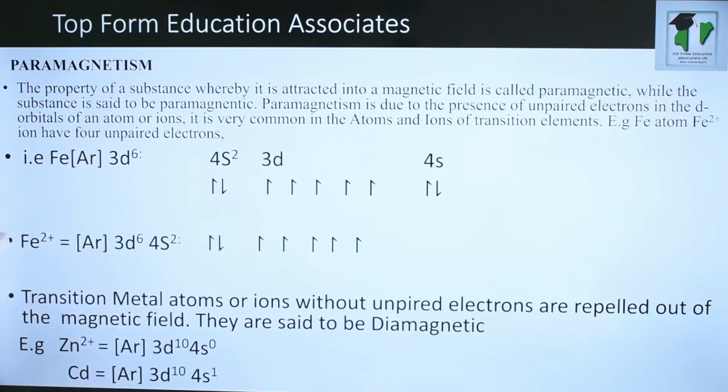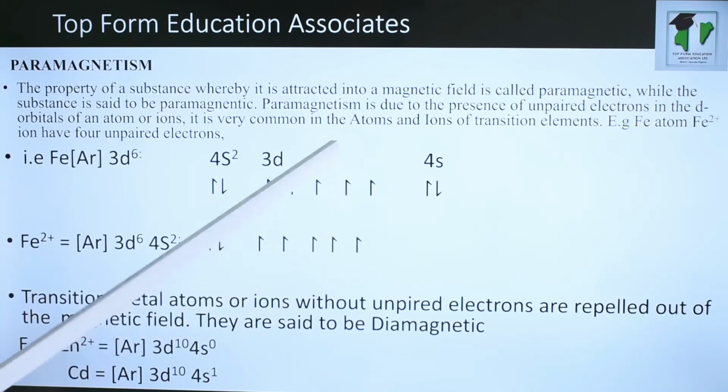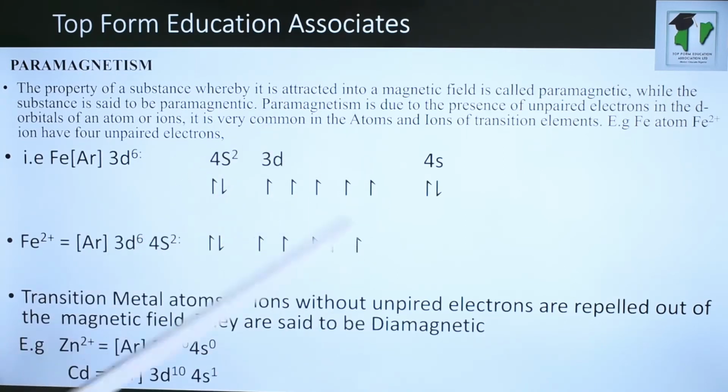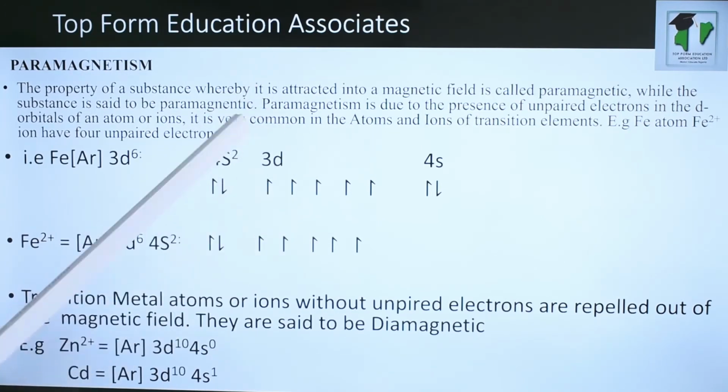But when it is iron 2+, it has lost 2 electrons. You can now see that it has unpaired electrons here. We have the 4s2 electrons, you can see it here, and those in 3d, you can see here. Then the electrons in 4s have disappeared, so they are not paired. Because of that, the iron 2+ ion is paramagnetic. So paramagnetism occurs when there is a presence of unpaired electrons in the d orbital of that particular atom.